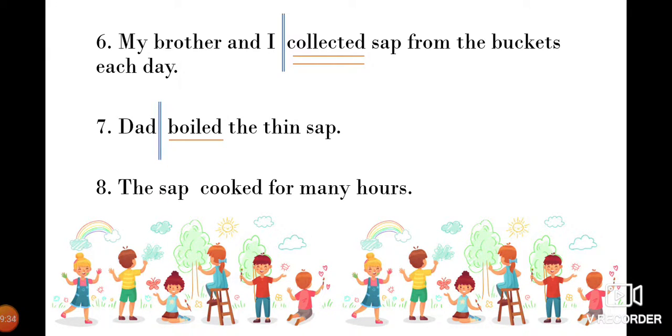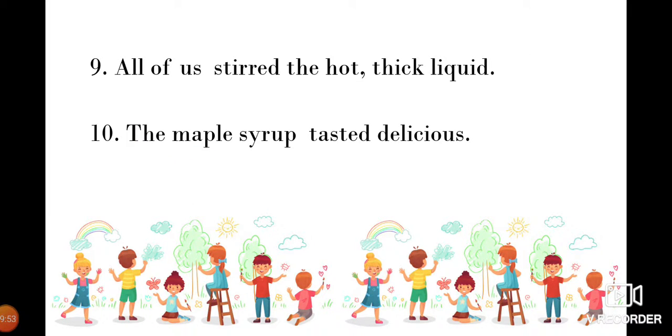"Dad boiled the thin sap." We have the subject and the predicate, and the most important word is the verb, and in this case it is boiled. Number eight, "The sap cooked for many hours." That means the action is cooked. That is part of the predicate. Good job. "All of us stir the hot and thick liquid."